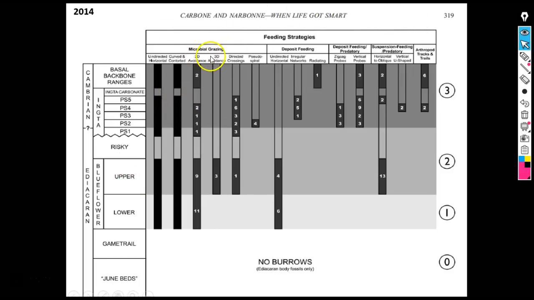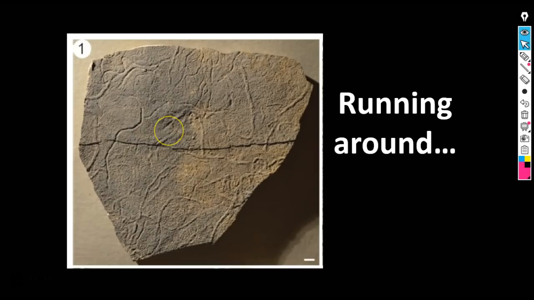So let's look at the microbial grazers. So here's just moving along, going in one direction, horizontal. Now we're cruising along, moving along. This is convoluted, right? 2D avoidance, that means something's trying to get you, or you run into an obstacle and you move around it. 3D avoidance means you actually cruise away from it by burrowing underground, right? Directed crossings, pseudo spirals, these are all more complicated structures that represent more complicated behaviors.